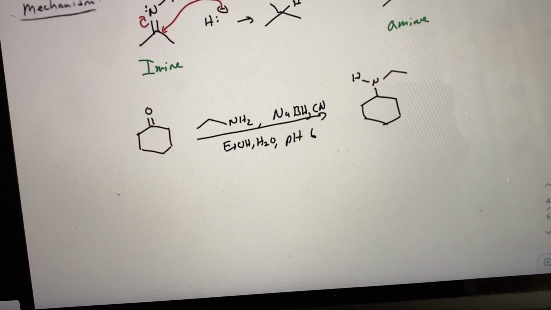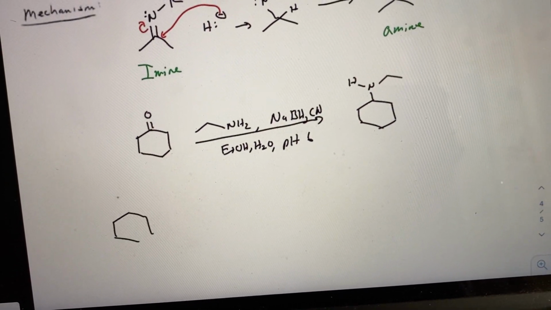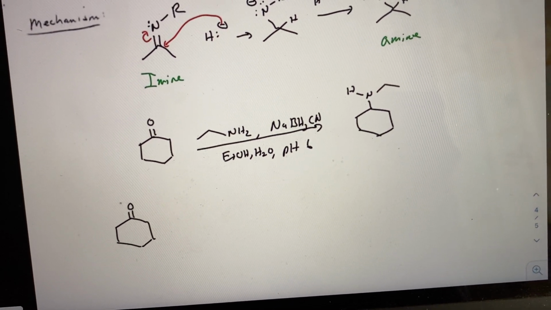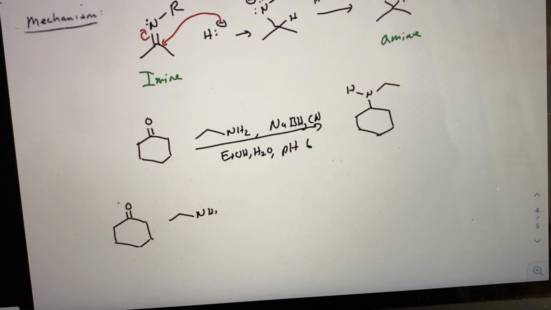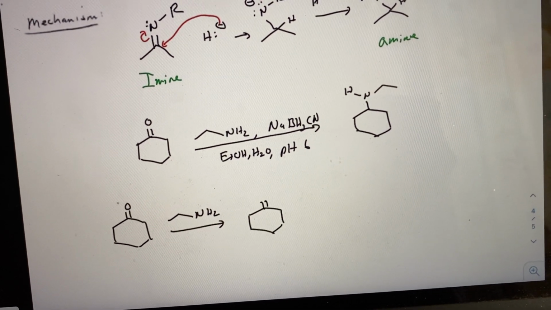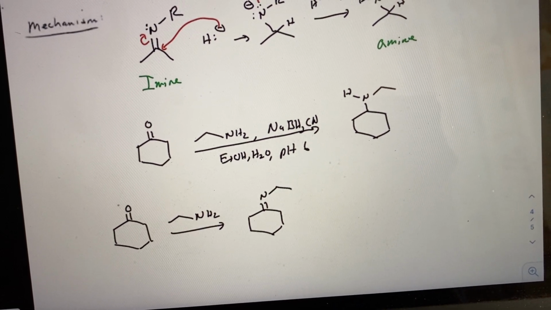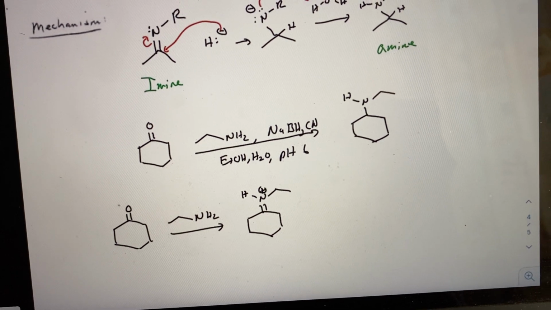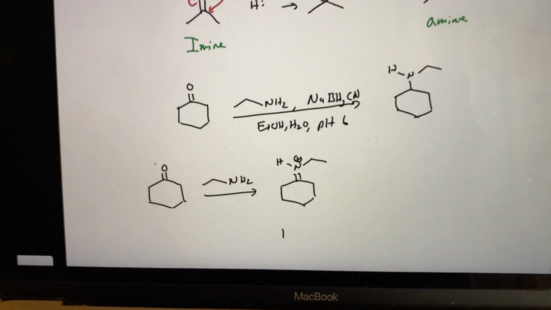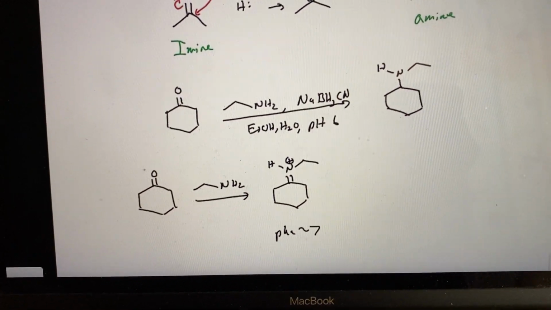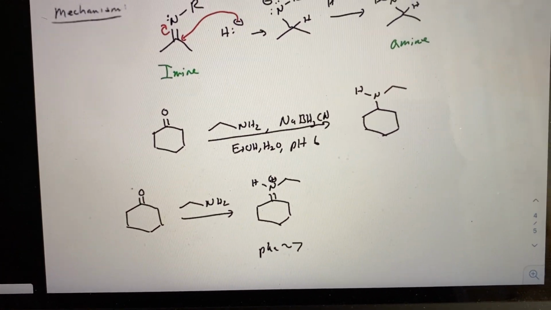And the way this is going to work is we won't draw the mechanisms here, but our ketone is going to react with our primary amine to generate our imine. And at this lower pH, it's actually going to be the iminium ion. It'll be mostly protonated. The pKa of this species is around 7. So that's actually why we're doing the reaction at pH 6.